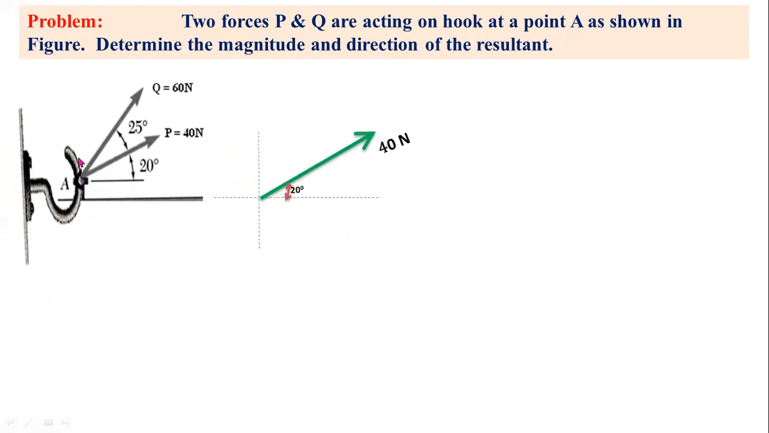Here this is the given force P. P equals 40 Newton. It makes an angle of 20 degrees with respect to the x-axis. Here I consider this as the x-axis, and this is the y-axis. Now I am drawing this Q force. It makes a total angle of 45 degrees with respect to the x-axis, 20 degrees plus 25 degrees, total 45 degrees. This is the given question. Now I am converting this 40 newton and 60 newton force into x and y components.